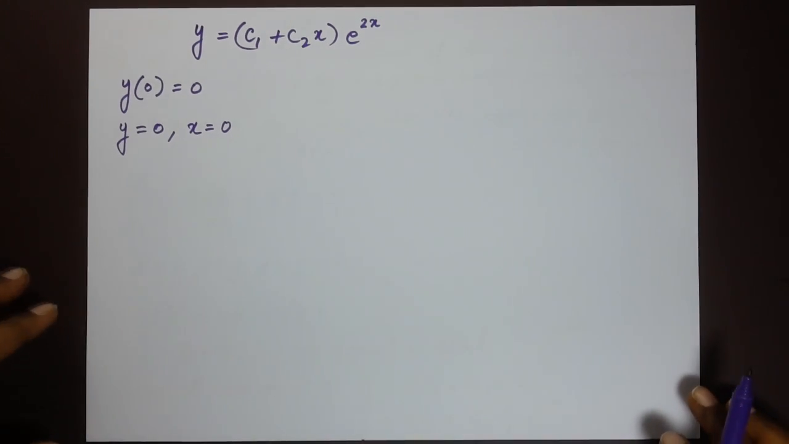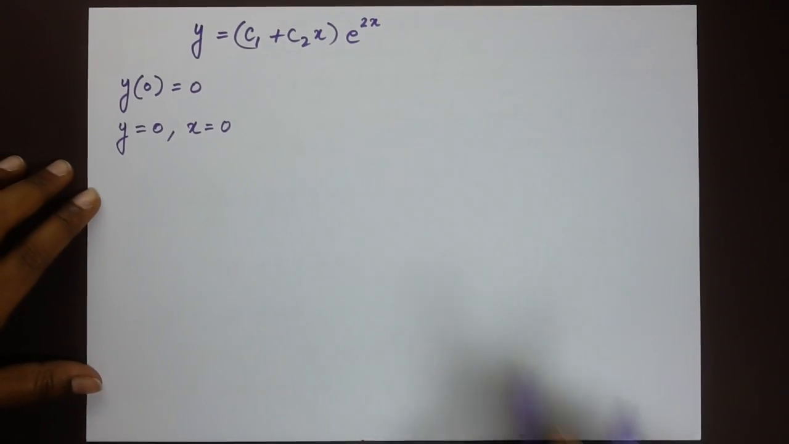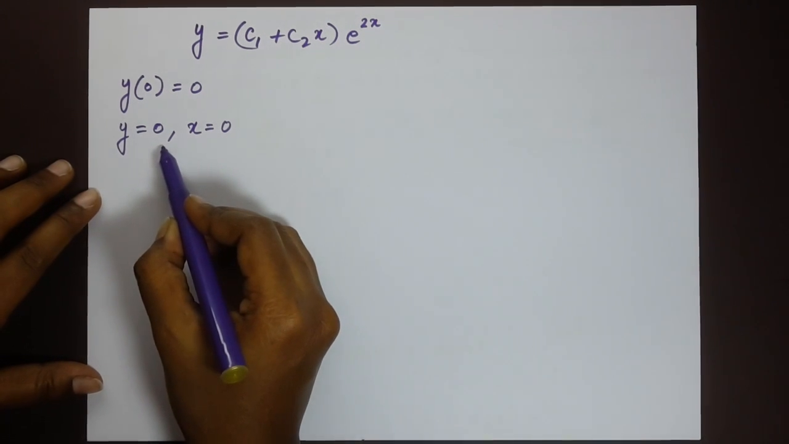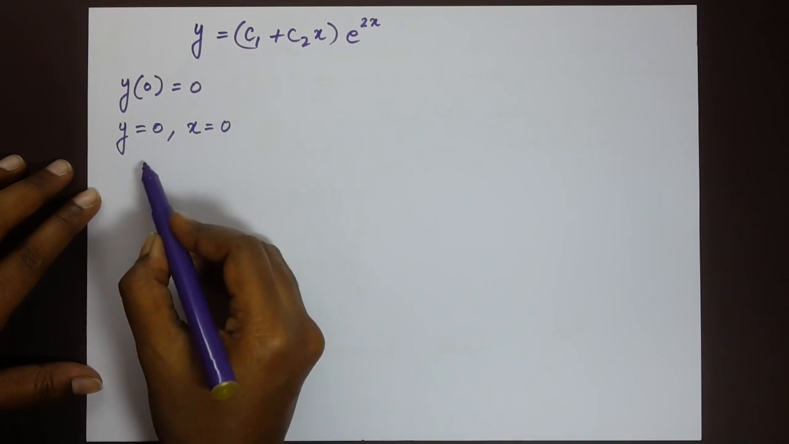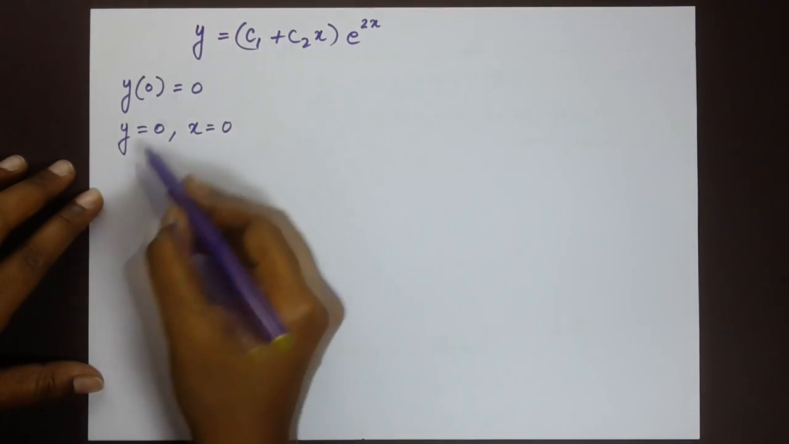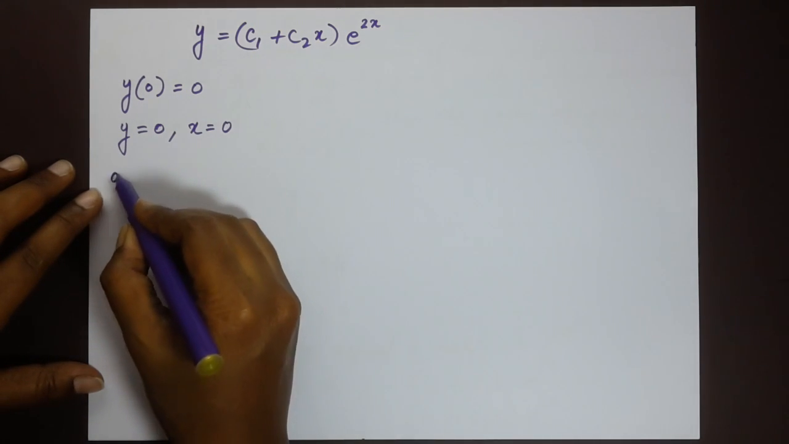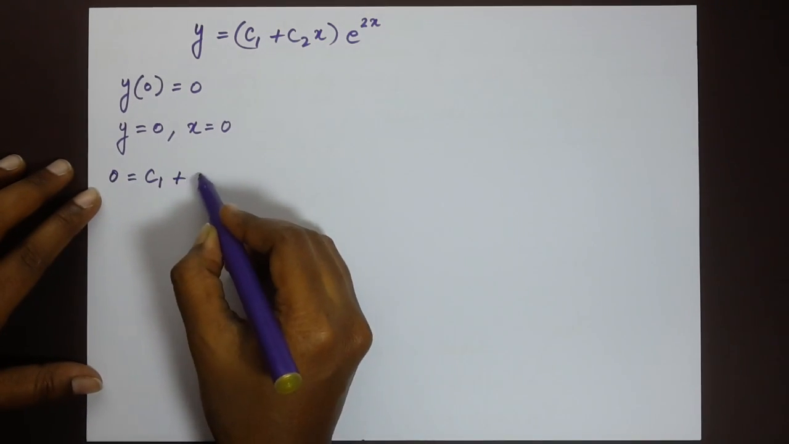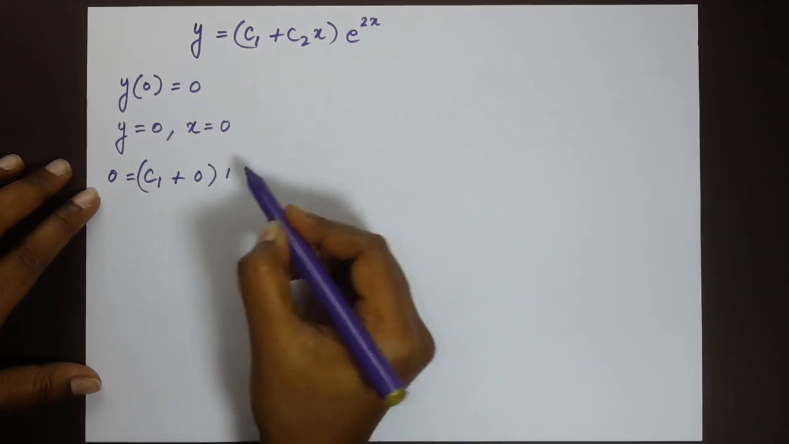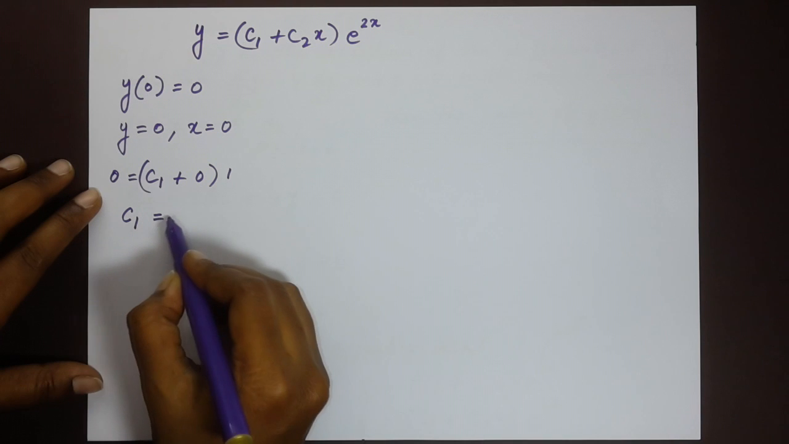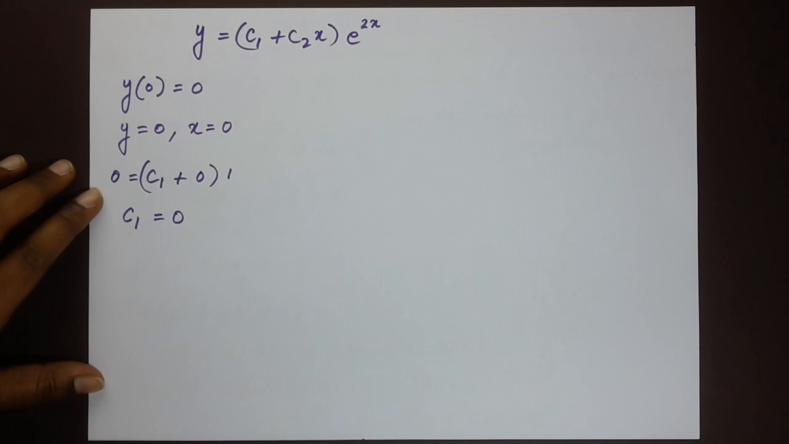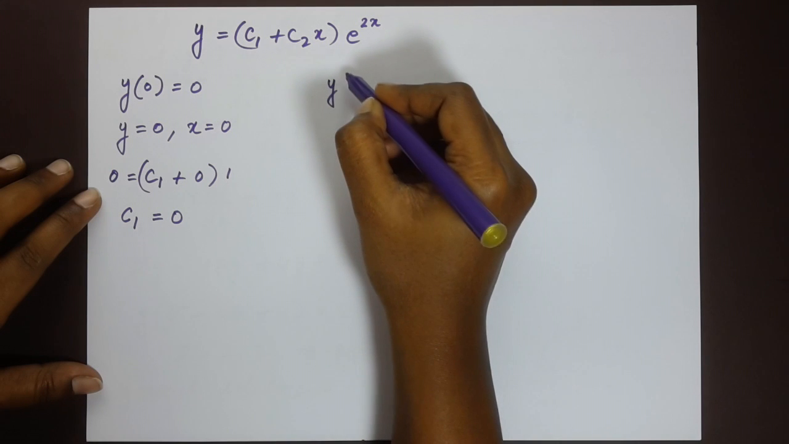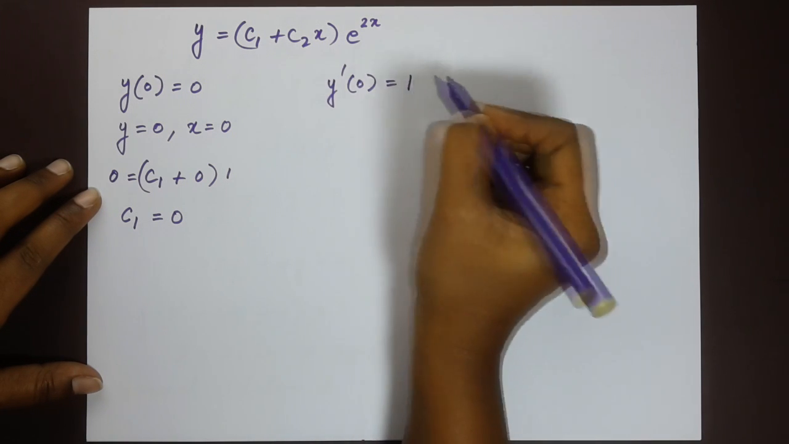Alright. So y of 0 is equal to 0 gives us two values, y is equal to 0 and x is equal to 0. So if we substitute both these values into the general solution, we get 0 is equal to c1 plus 0 into 1, which gives us the value of c1 as 0. Now let's use the second initial condition. The second initial condition is y dash of 0 is equal to 1.